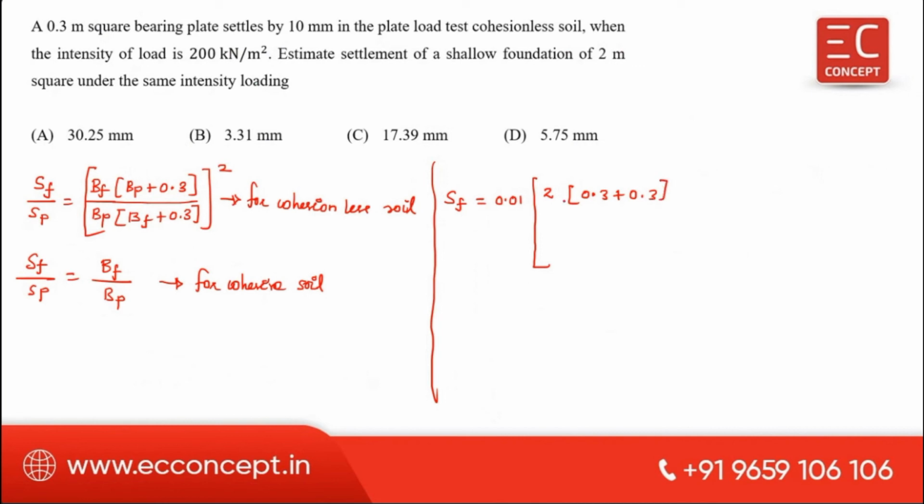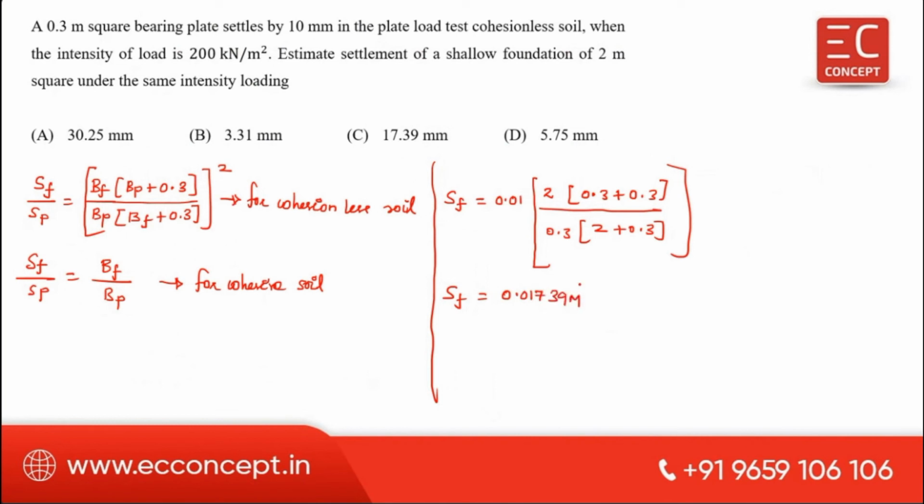Divided by breadth of plate, 0.3, into breadth of footing. Breadth of footing is equal to 2 plus 0.3. So the final answer for this is 0.3 plus 0.3, 2 divided by 2.3, into 0.3, into 0.01. So this is the settlement of footing.